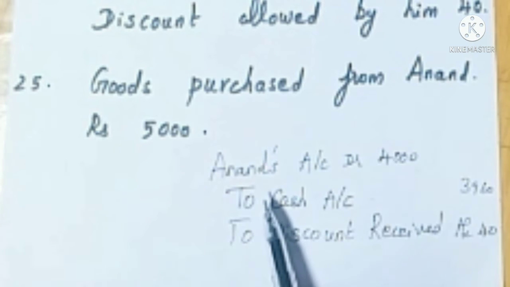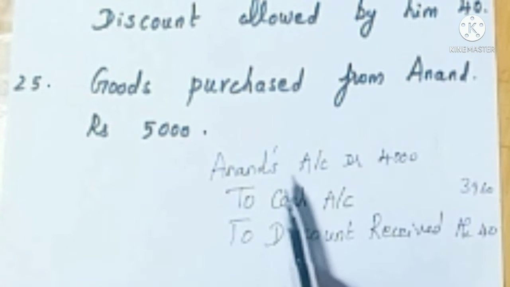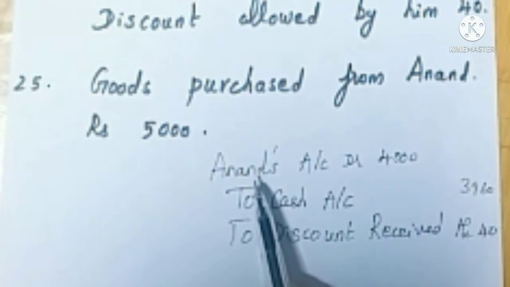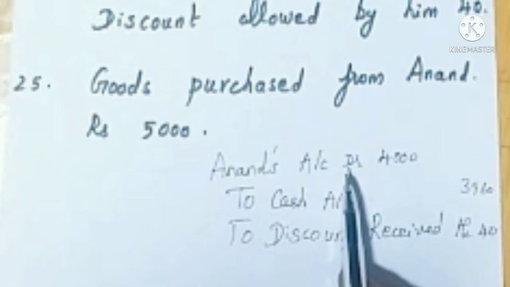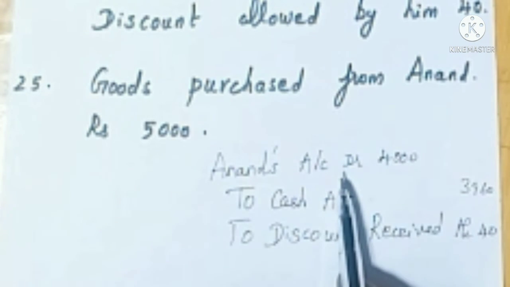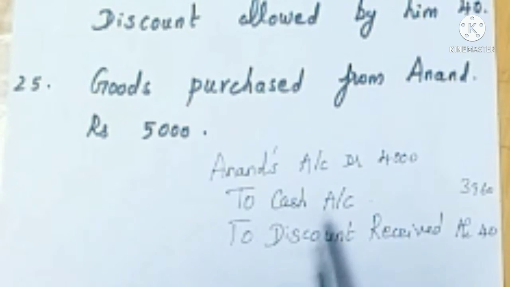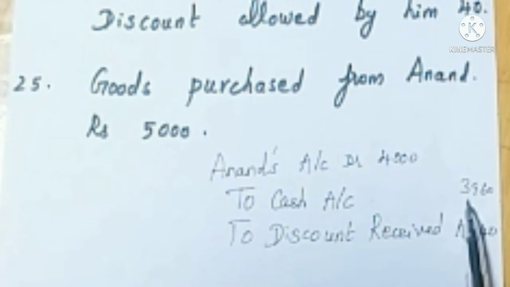So while posting this entry to the ledger account, Anand's account is debited. So we have to write it on the debit side of Anand's account. To cash account, to discount received. To cash account rupees 3,960, to discount received rupees 40.